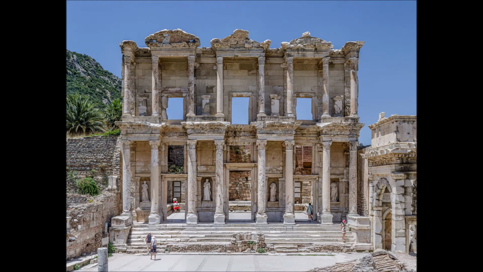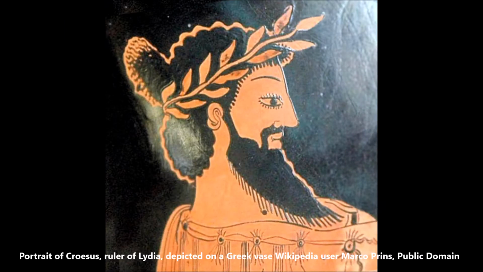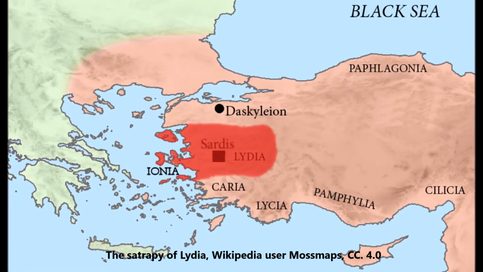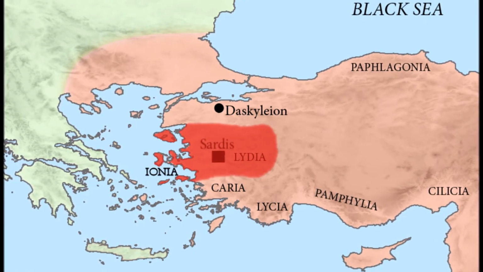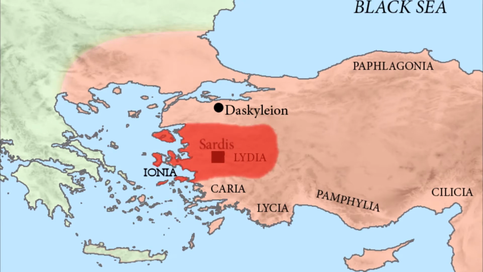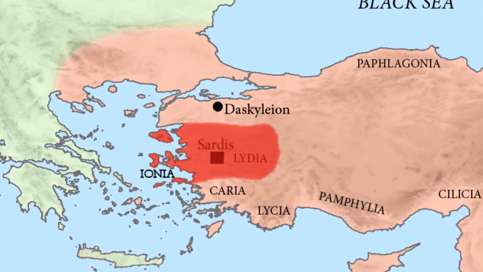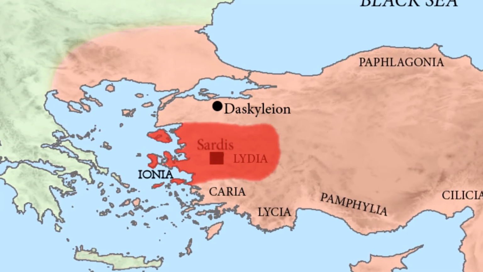By 560 BC, Asia Minor was invaded by the Lydians, and their king Croesus took control of the Greek cities along the coast. Lydia was a vast kingdom that existed from about 1200 to 546 BC. By the 7th century, it covered most of Anatolia and had its capital at the site of Sardis.